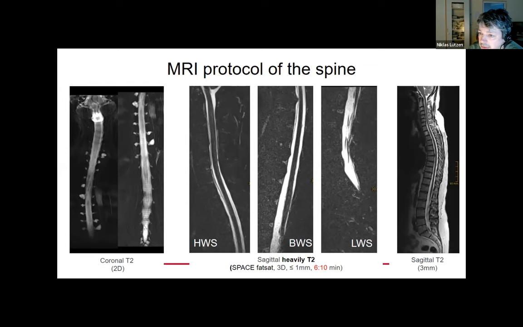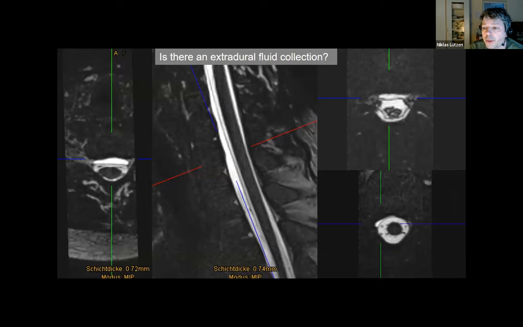And I have some examples. When we have a look at the spinal MRI, it's always the question, is there any extradural fluid collection reflecting an underlying dural tear? And here we have an axial view, and we can see this fluid collection, and we can perfectly see the dura to distinguish it from the intrathecal CSF. The same patient in the sagittal view, and here is the dura again, and this is the longitudinal fluid collection. This is another patient with an extradural fluid collection surrounding the spine, and here as well you can perfectly see the dura all around.